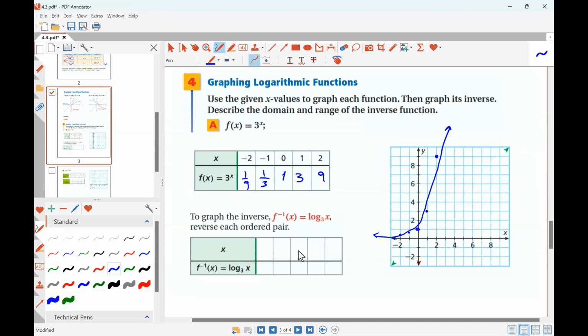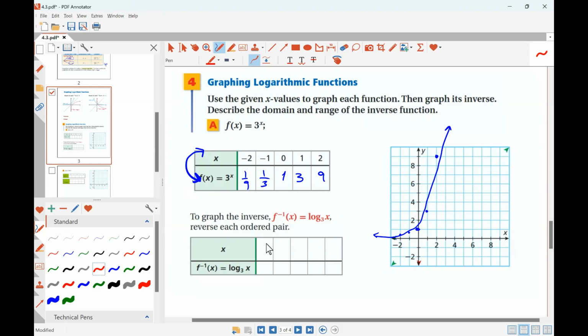So how do I graph a logarithmic function? The inverse of the function 3 to the x is f inverse of x equals log base 3 of x. In order to get this graph, we just have to switch x and y values. So this is the idea of finding the inverse function, right? Switching the x and y. So we will reverse every ordered pair.